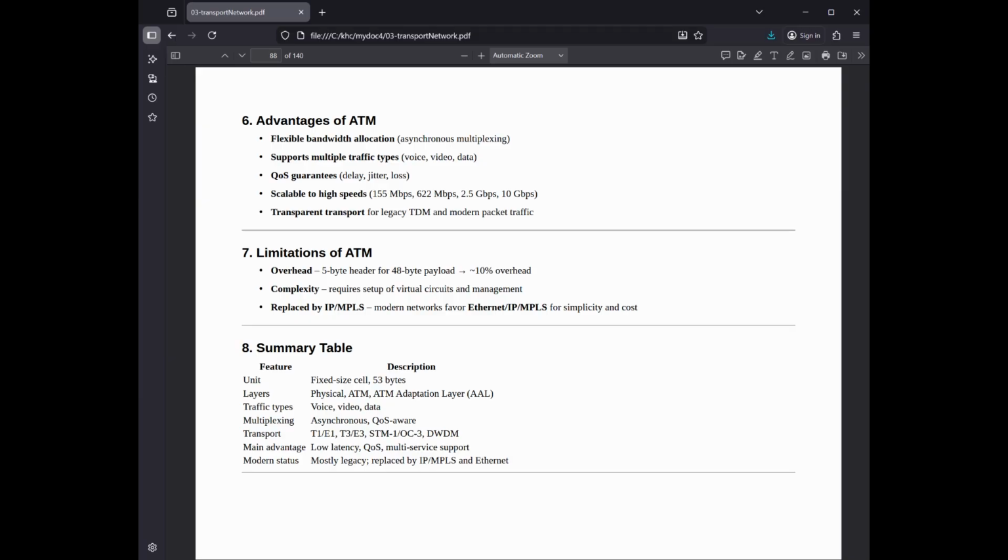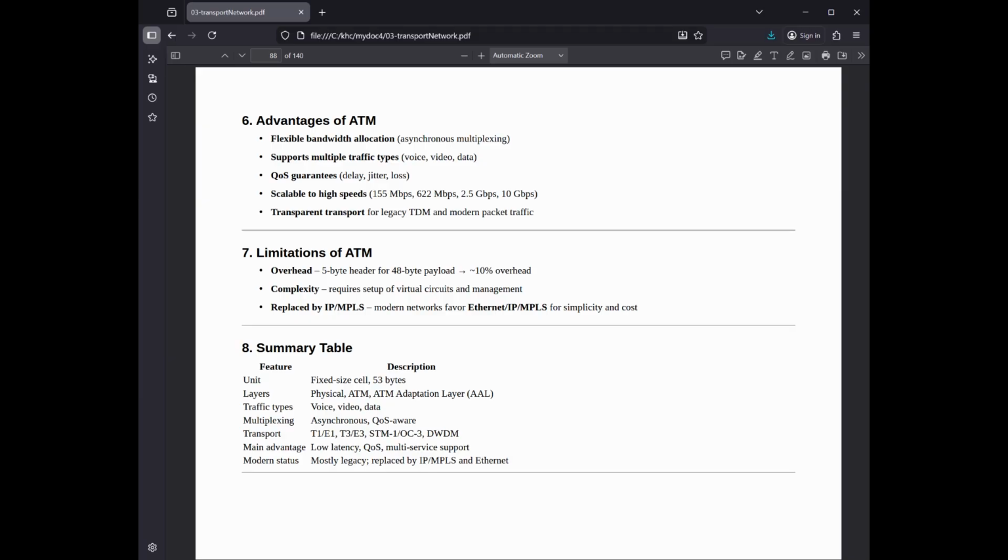Integration: it handles voice, video, and data on a single physical network. Limitations of ATM. Cell tax: the 5-byte header on a 48-byte payload creates about a 10% overhead. This makes it less efficient than modern Ethernet for pure data transfer. Complexity: setting up and managing ATM networks is significantly more complex and expensive than IP-based networks.